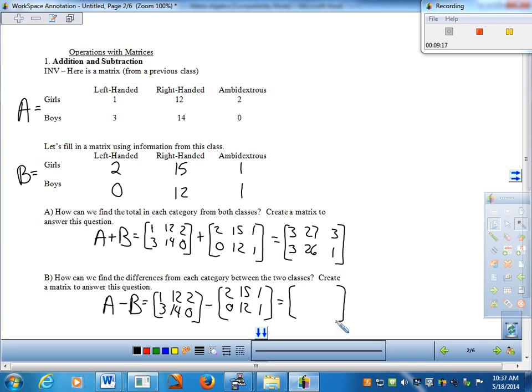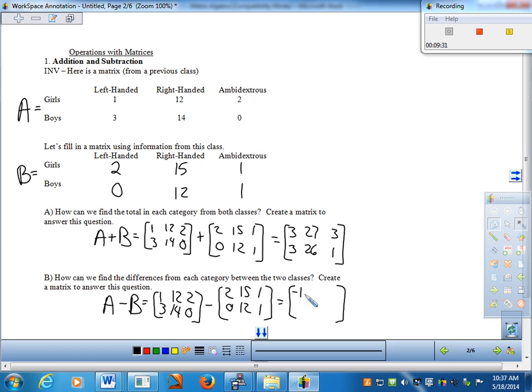So do you want to go ahead and get a 2 by 3 matrix going just off to the side there? And then, again, if I want to know how many more left-handed girls are in this class compared to this class, well, 1 minus the 2. So there's 1 less in the first class than the second class, -1.